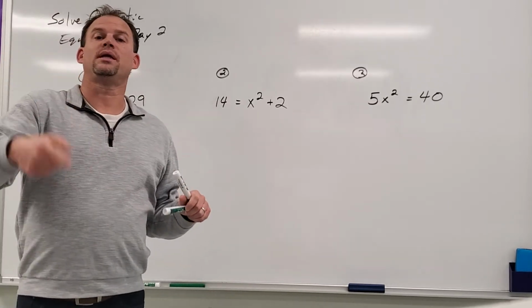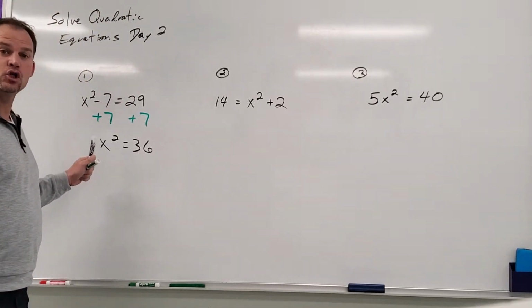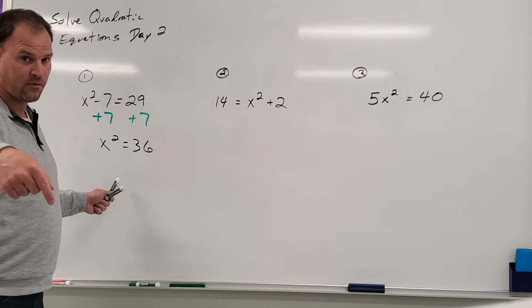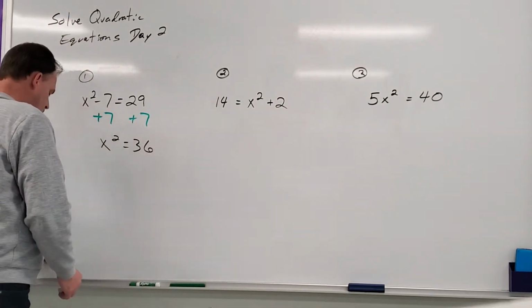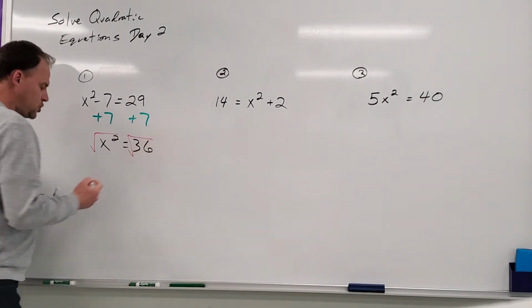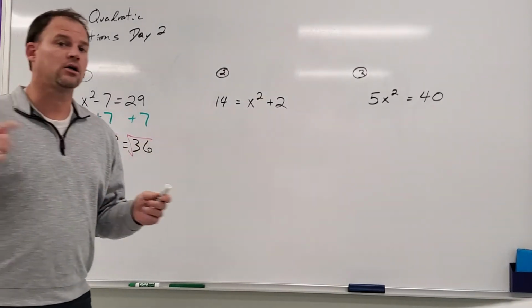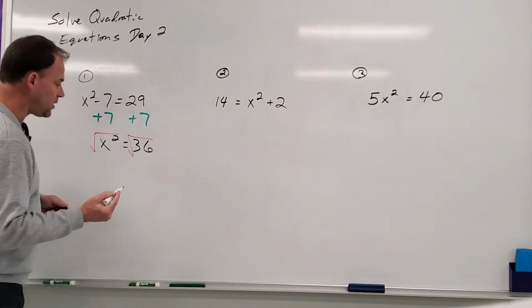What do I have to do to get x by itself now? What's the opposite of x squared? Remember from the video yesterday? I told you to watch it. That's right. The opposite of squaring is square root. And we talked about yesterday, again, you hear that a lot, watch yesterday's video.